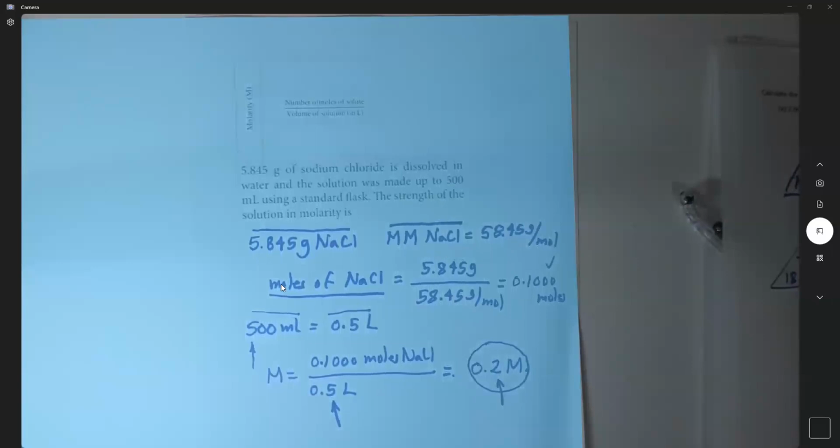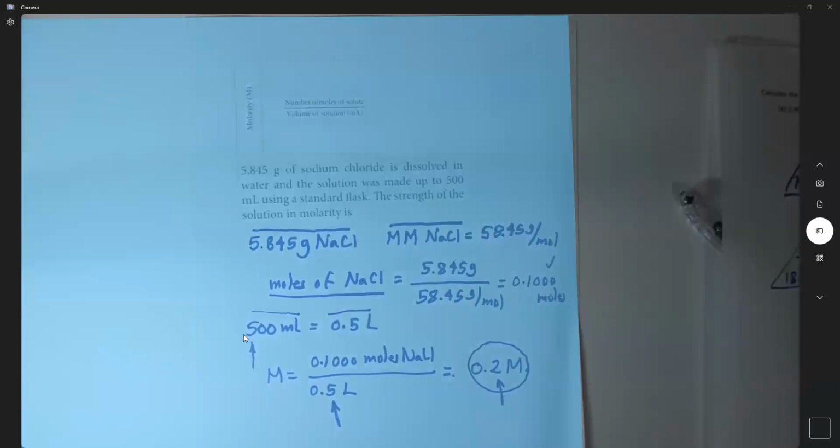The moles of sodium chloride in this case is 5.845 grams divided by 58.45 grams per mole. You cancel out grams with grams, and the answer is 0.1000 moles. Why 1, 2, 3, 4 significant figures? Because the given number has 1, 2, 3, 4 significant figures.